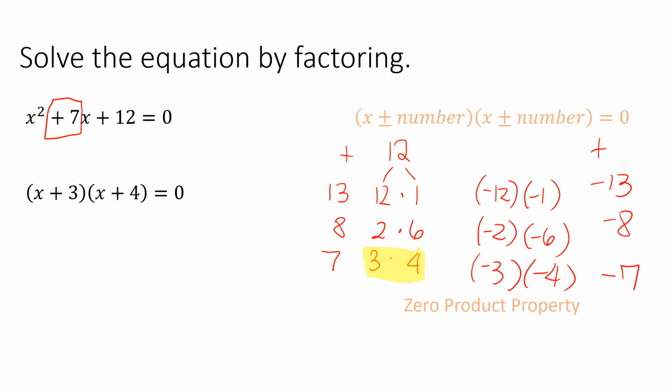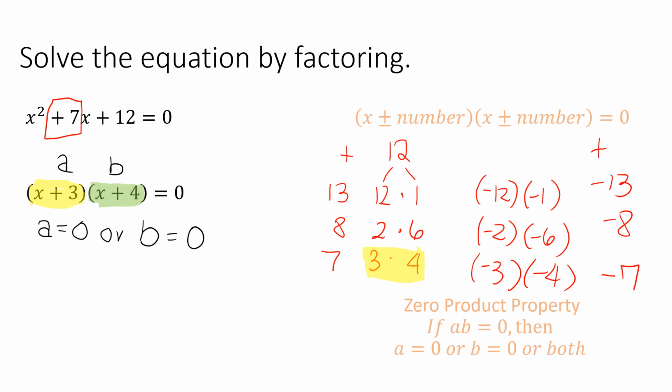Now we'll use the zero product property to proceed with solving this equation. The zero product property says if A times B is equal to 0, then A equals 0, or B equals 0, or both. So if this is our A, and this one is our B, then we have A times B, and we can set it up the following way. A is equal to 0, or B is equal to 0.